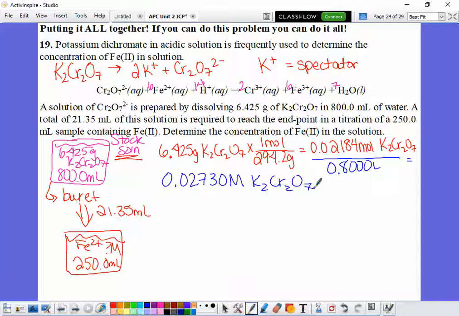But I need to know the concentration of my dichromate ion. So let's look back at our dissociation equation. When we dissociated that, how many dichromates does it make in solution? 1, because the coefficient in front of this is 1. So we're going to multiply this concentration by 1, because there's only one dichromate. If I was asking for potassium, I would multiply it by 2. But because I'm asking for dichromate, it's the same thing. So that is the molarity of the dichromate, the Cr2O7 2-. It's the same molarity. Okay?